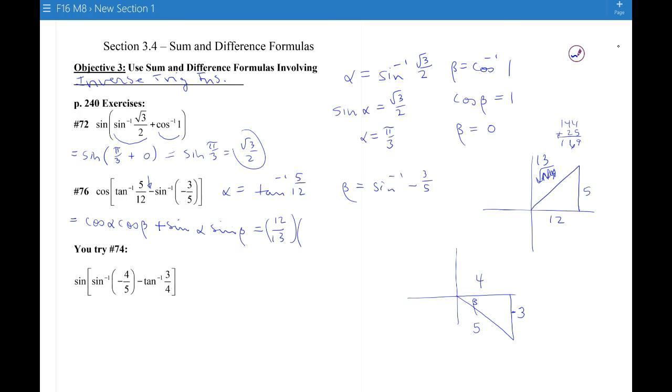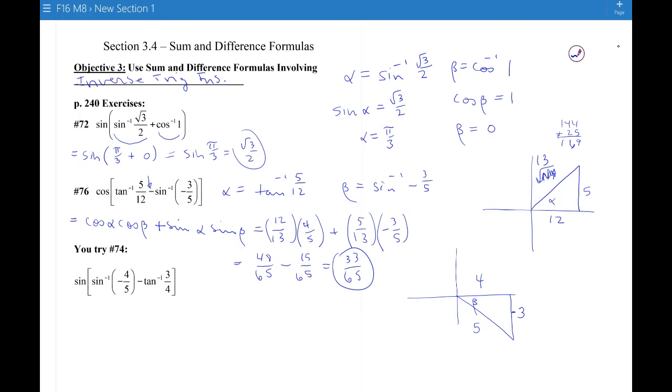Cosine of beta is positive 4/5, plus sine of alpha is going to be 5/13, and sine of beta is going to be negative 3/5. So we're going to have 48/65 minus 15/65, so 33/65, and that's going to be your answer.